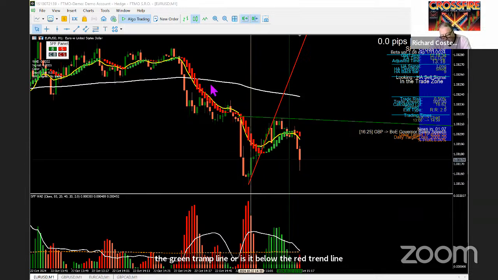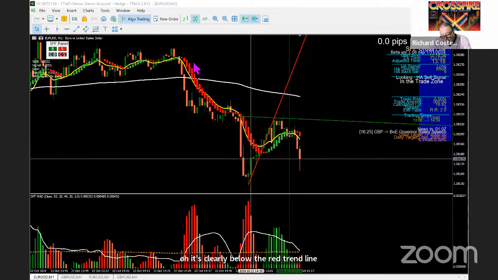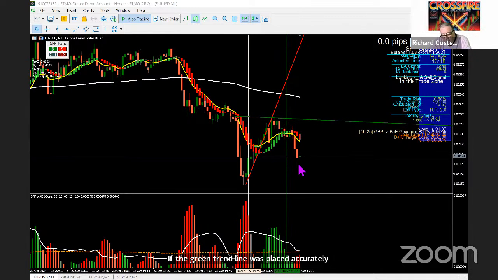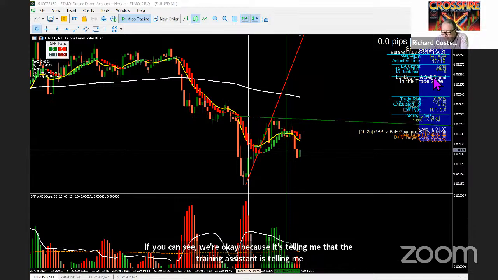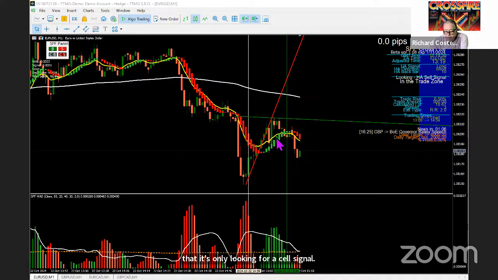If the green trend line was placed accurately, it might just be above the green there. So what we're looking for is for price to come down a little bit further, and then it's definitely below the red trend line and definitely below the green trend line. So we should be looking for sells. As you can see, we're okay because the trading assistant is telling me it's only looking for a sell signal because we're below the red trend line.